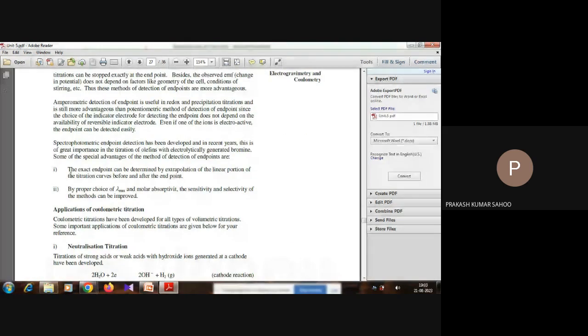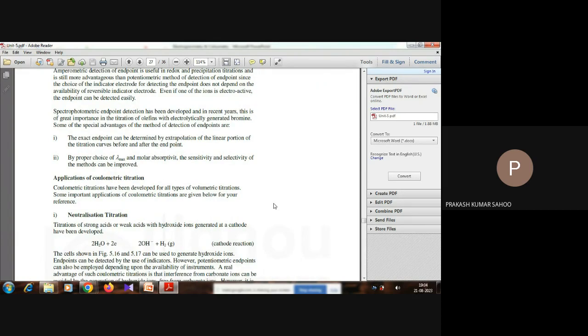Then we have some spectroscopic endpoints. The exact endpoint can be determined by extrapolation of the linear portion of the titration curve before and after the endpoint. By proper choice of lambda max and molar absorptivity, the sensitivity and the selectivity of the method can be improved. So these things you have to remember.